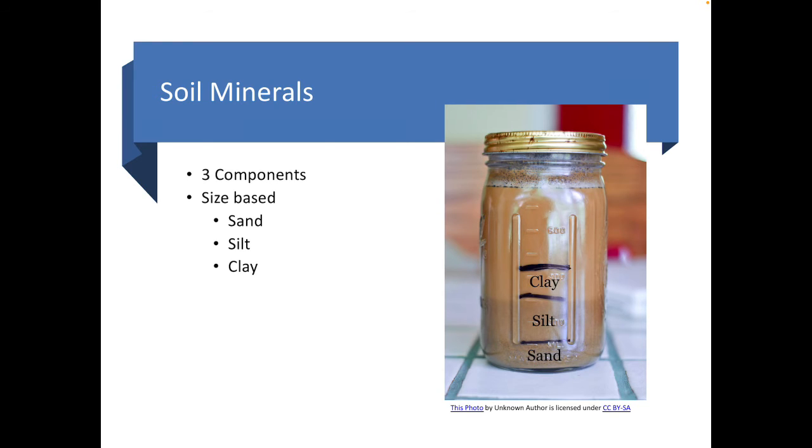So having sand in your soil can really improve your drainage and your water flow, but clay has lots of nutrient holding capacities. So what you see here pictured in the jar is something that we're actually going to do next week in lab, and that is look at the different soil textures and the different types of sand, silt, and clay in a couple of different soils.